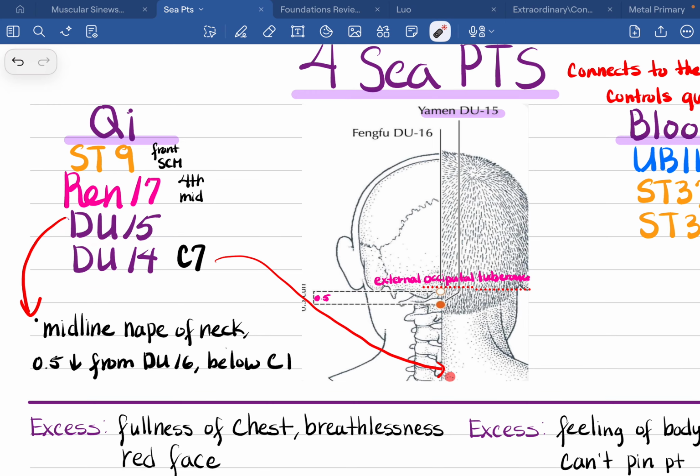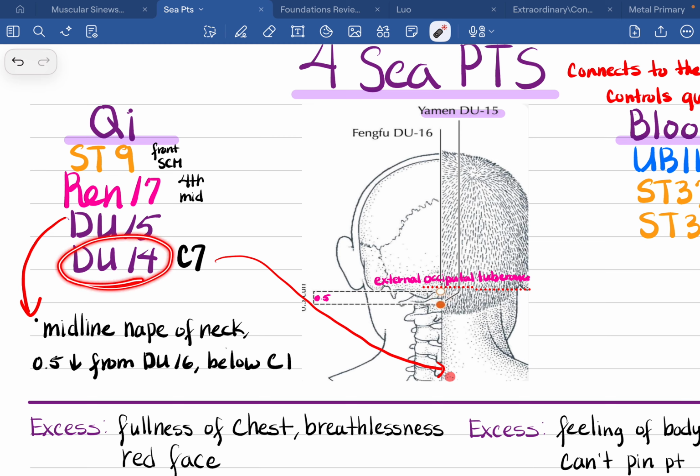So if you see Do 15, it is the midline nape of neck. Nape of neck is here. 0.5 soon from Do 16 below C1. So there's 7 C's as we know, right? So if you see Do 16 right here, it's 0.5 soon down from Do 16. That's where Do 15 is. And it's below C1. Okay.